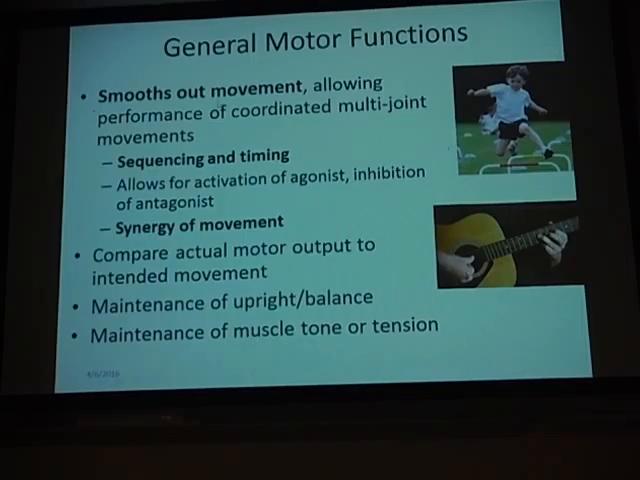So it helps, in the end, to smooth out movements and to coordinate multiple joint movements at the same time, so that movements aren't broken down into, well, first my shoulder moves, then my elbow moves, then my wrist moves. So it adds synergy to movement. You'll hear that term, particularly when we talk about this synergy in the afternoon. It allows for activation of agonists and inhibition of antagonists. We know that some of that happens at the spinal cord level, but it's getting input from the cerebellum that helps with that regulation. It's going to help to compare what we want to do with what actually happens.